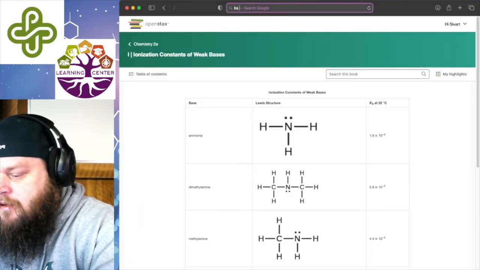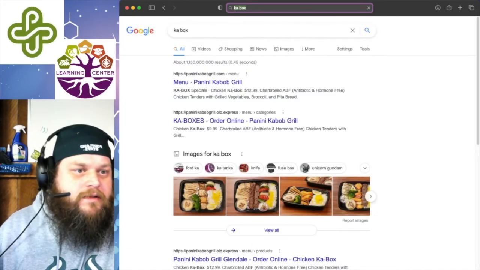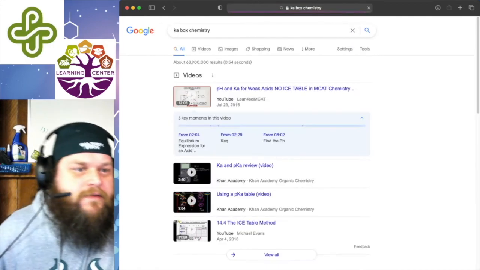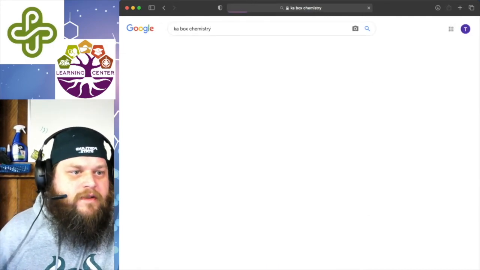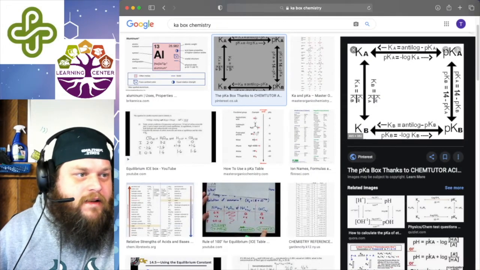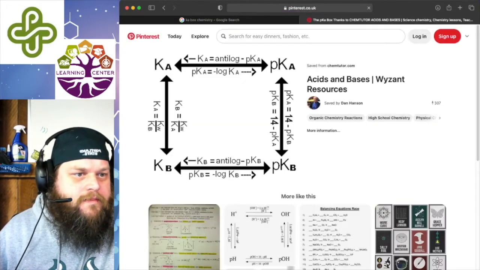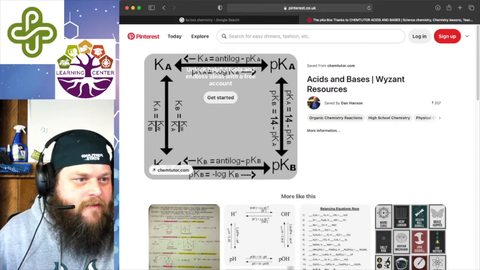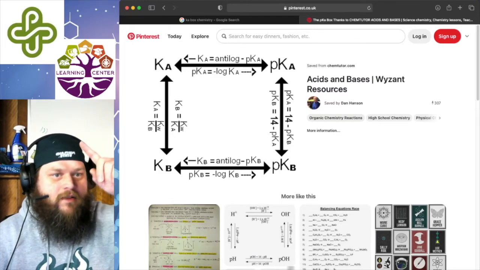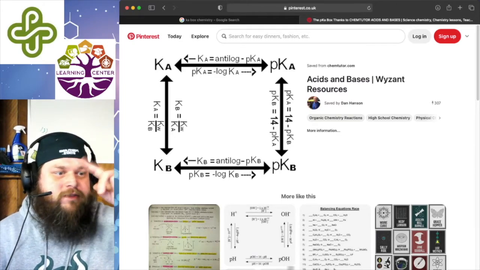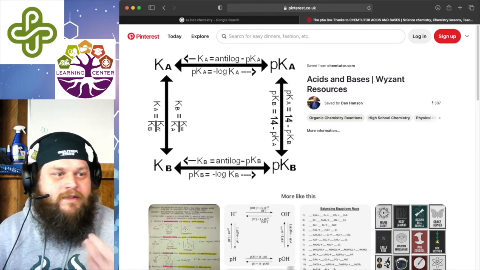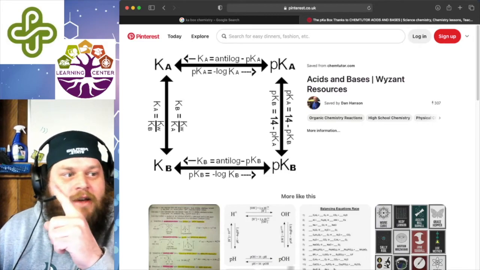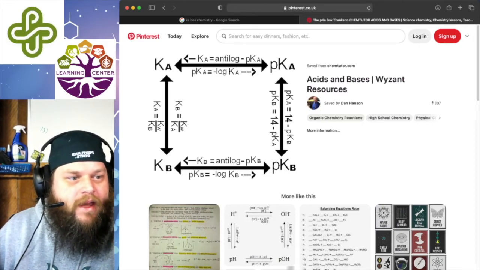So just doing a quick search of a Ka box in chemistry, because that is food, images. So yeah, here's one. This is really the same idea as your Kb box, where you have the Ka in the top left corner and then the pKa. So you can go back and forth between those the same way you would with, say, your concentration of hydrogen and your pH.